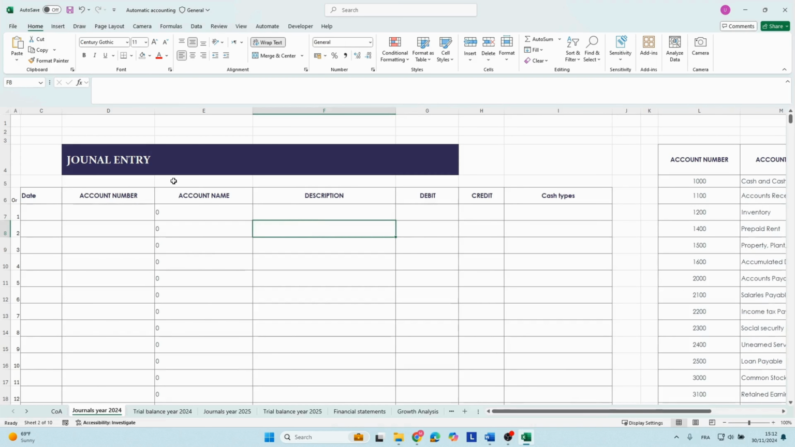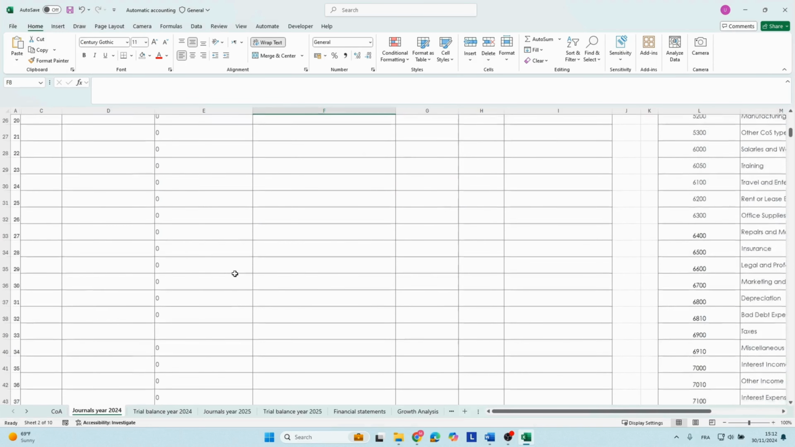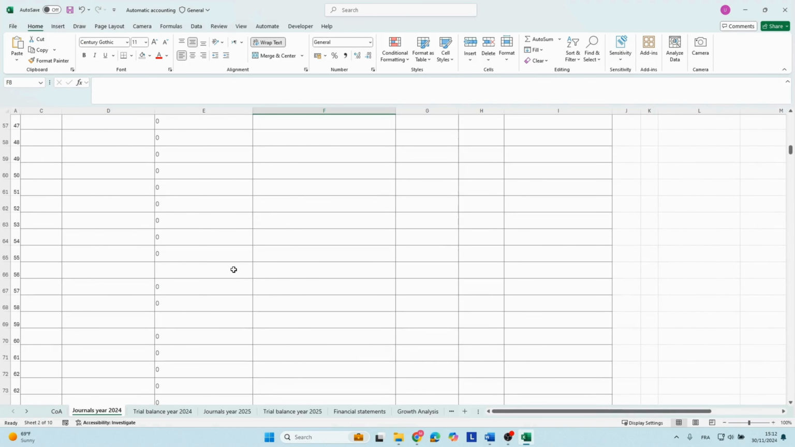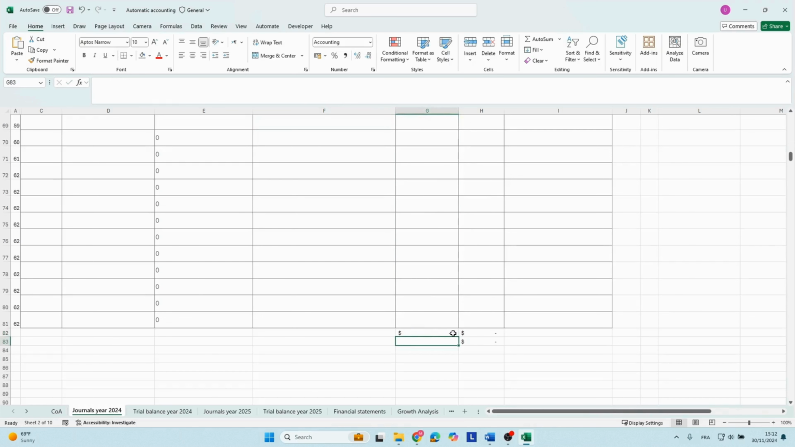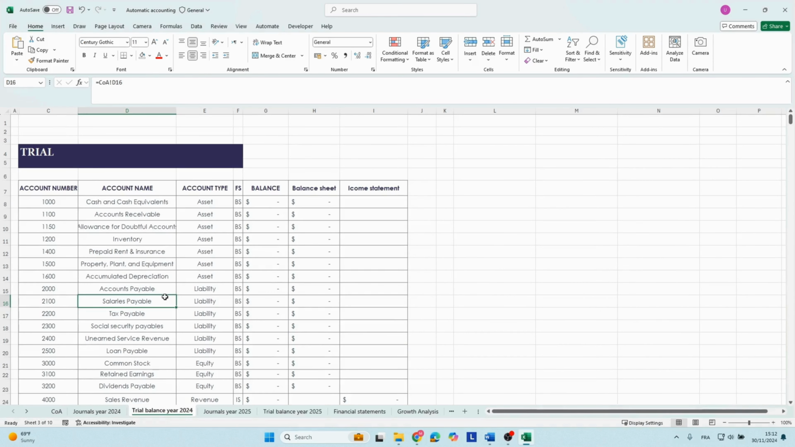So we have all this table and the total. And here I have put the total for debit. This is the total for credit, and that is checking, to make sure that it should be 0, because the basic for accounting is to have debit equal to the credit. Then we have the trial balance.